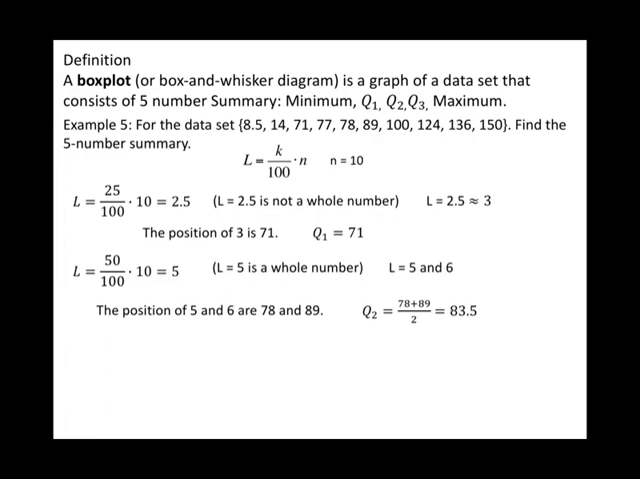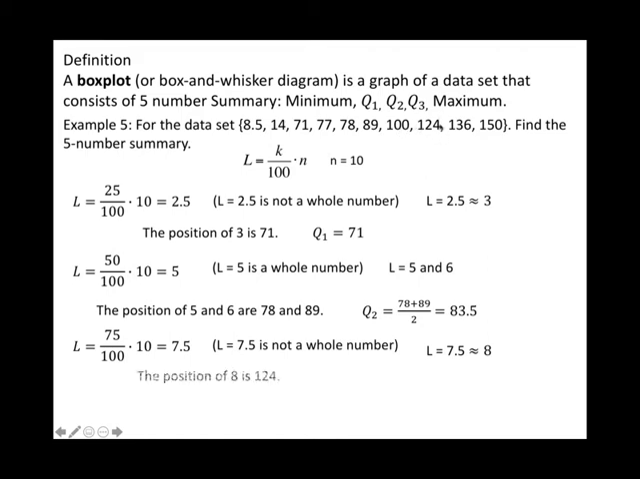Okay, Q3. Q3 equals P75, so K equals 75. You should get 7.5, right? And this is not a whole number, so you round it up, and that will be equal to 8. Look at the position 8: 1, 2, 3, 4, 5, 6, 7, 8. So your Q3 will be equal to 124.